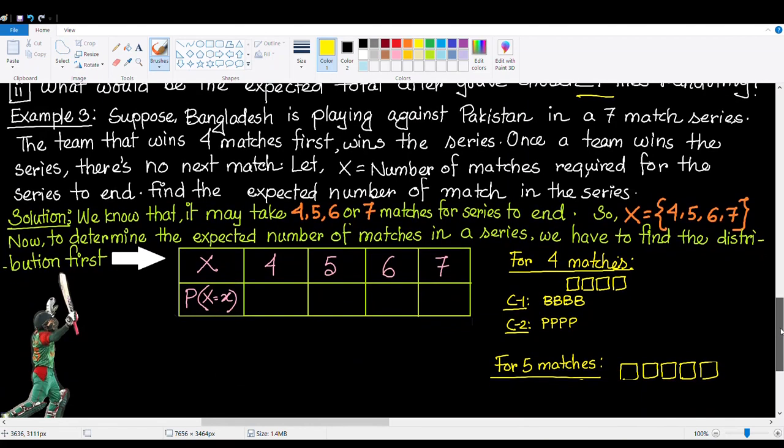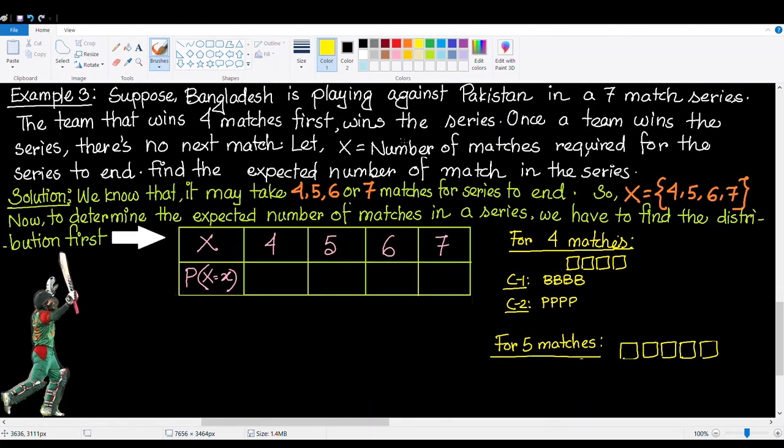So let's see another example. The statement is, suppose Bangladesh is playing against Pakistan in a 7-match series. The team that wins 4 matches first wins the series. Once a team wins the series, there's no next match. Let X be the number of matches required for the series to end. Find the expected number of matches in the series. Hence, you have to determine the expected number of matches required for the series to end. Now, to solve this, we know that it may take 4, 5, 6, or 7 matches for the series to end, right? Because it's a 7-match series, and if either team wins the first 4 matches consecutively, then the series will end.